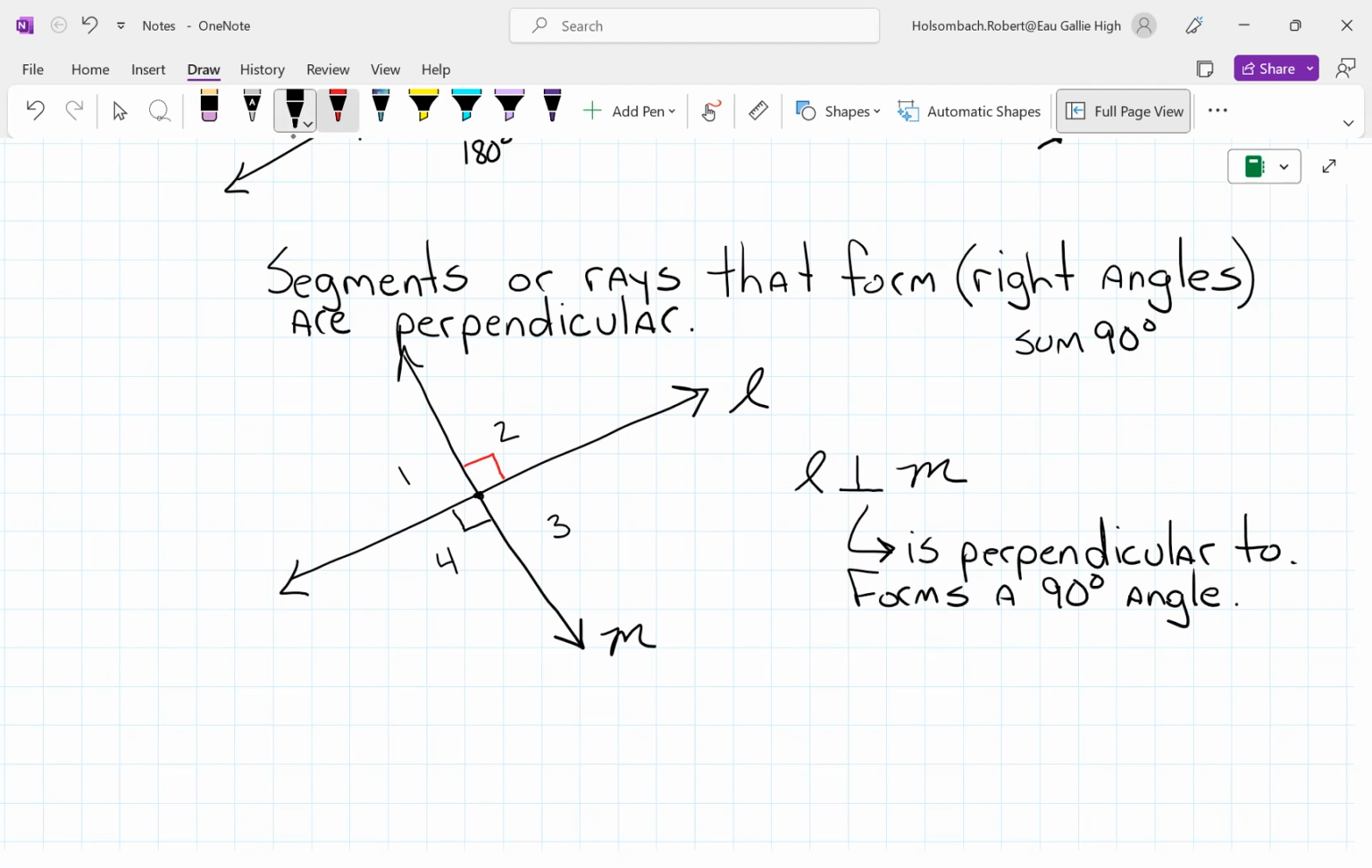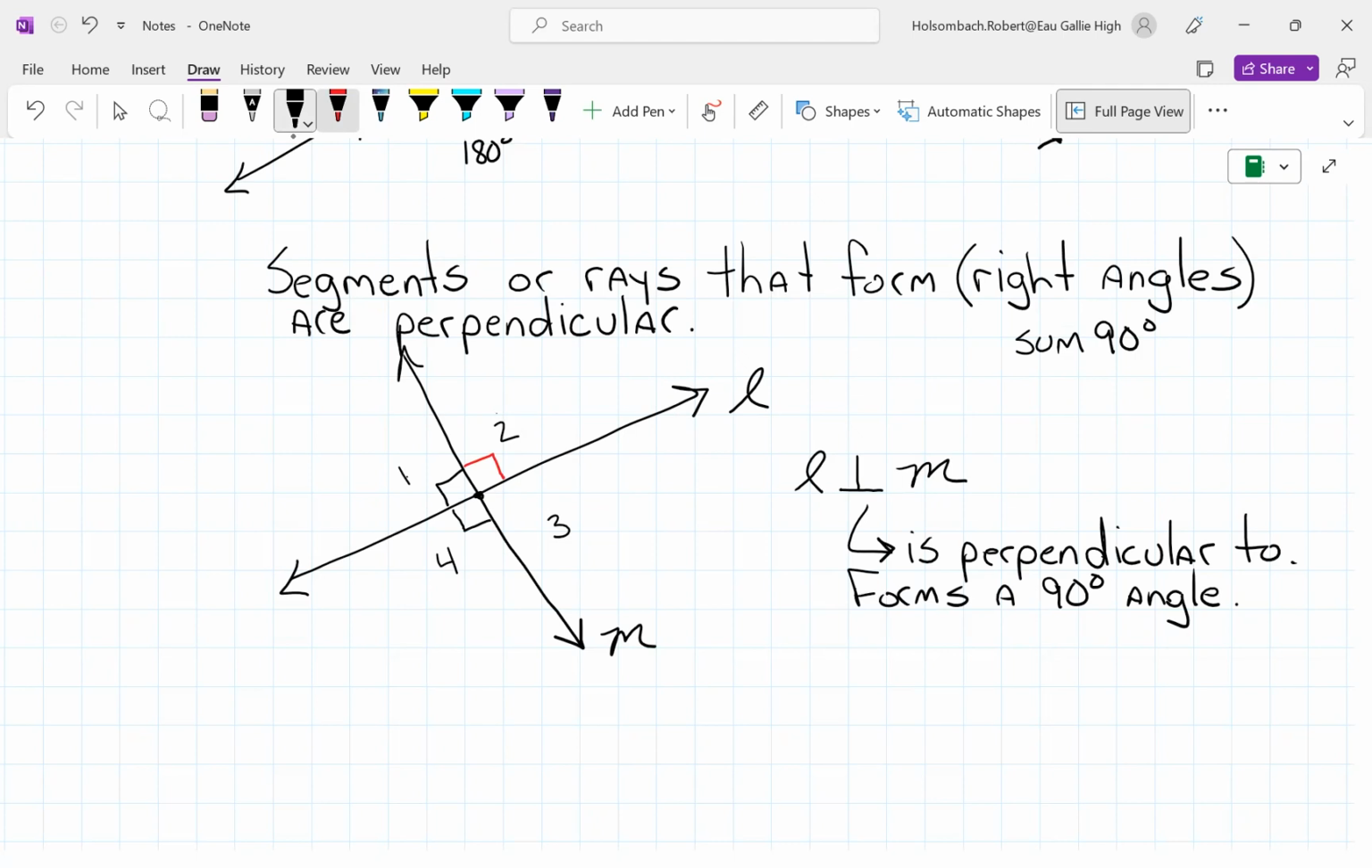Now, angle 1 and angle 2. If angle 2 is 90 degrees, what's the measure of angle 1? It's 90 degrees as well, isn't it? What's the relationship between angle 1 and angle 2? They're a linear pair of angles, aren't they? Angle 1 and angle 2 form line L, don't they? What else are angle 1 and angle 2? They're supplementary, very good. One more relationship that they have. They're adjacent to each other, very good.